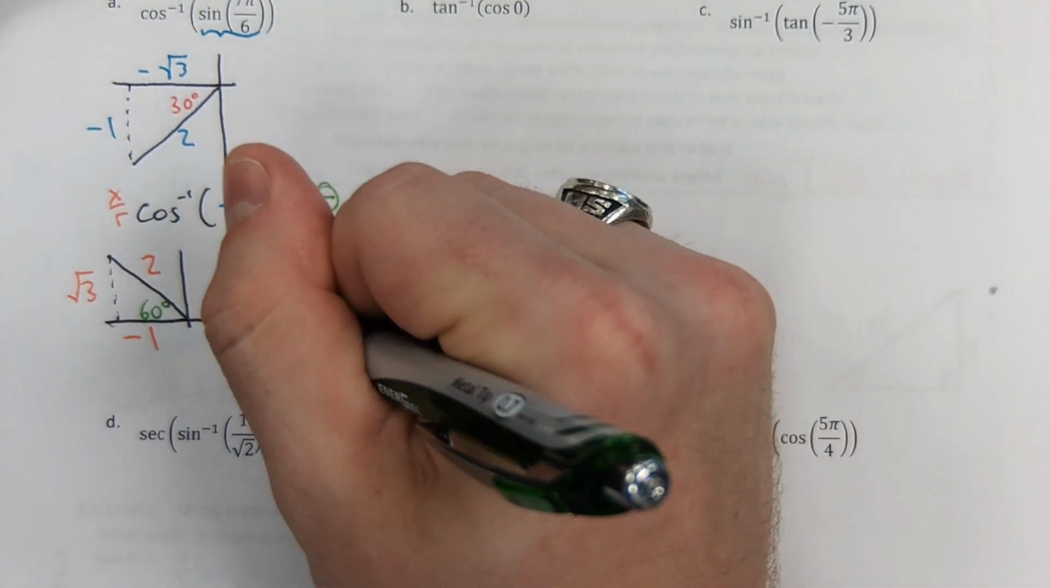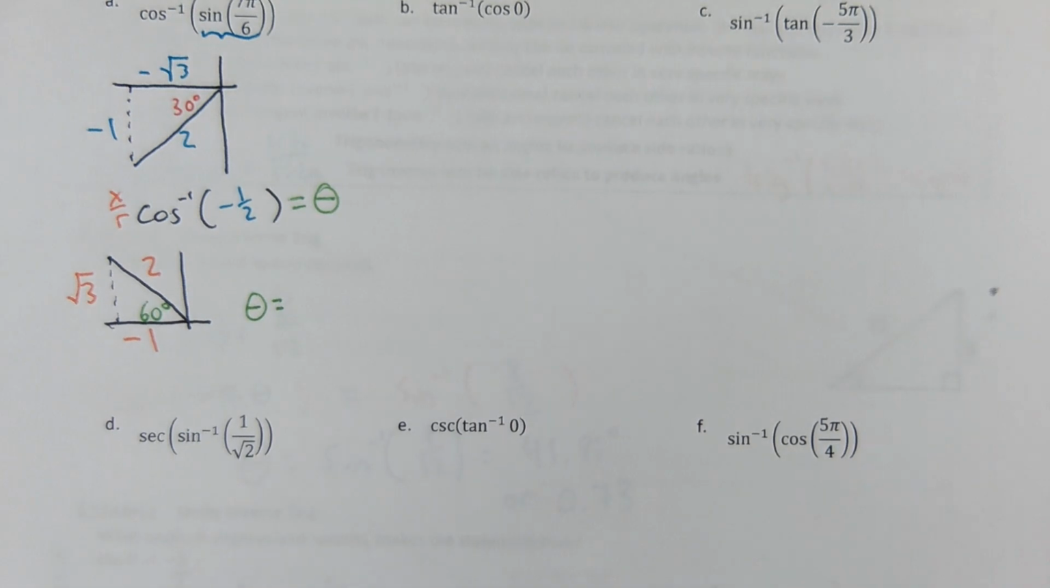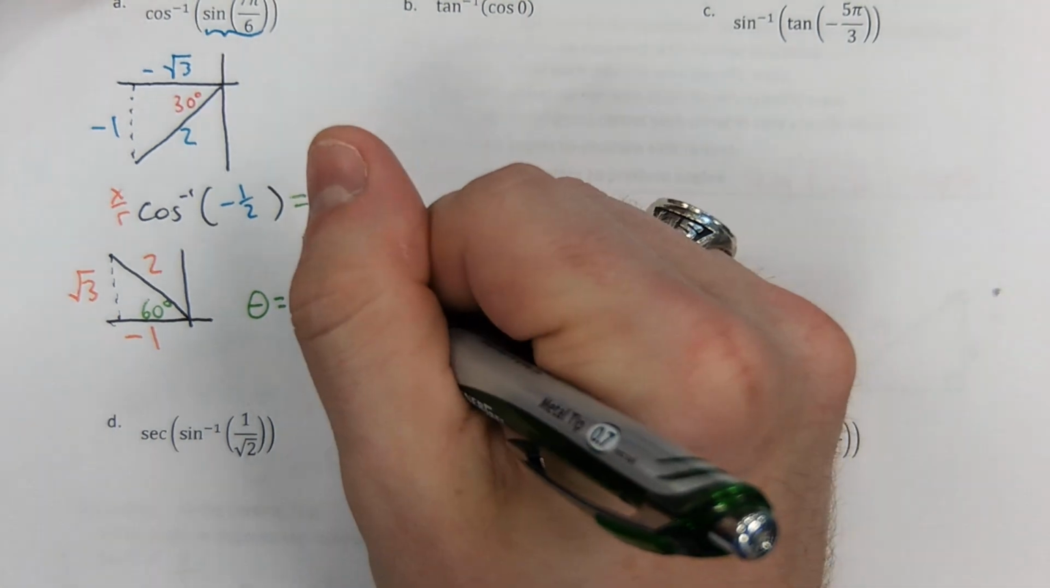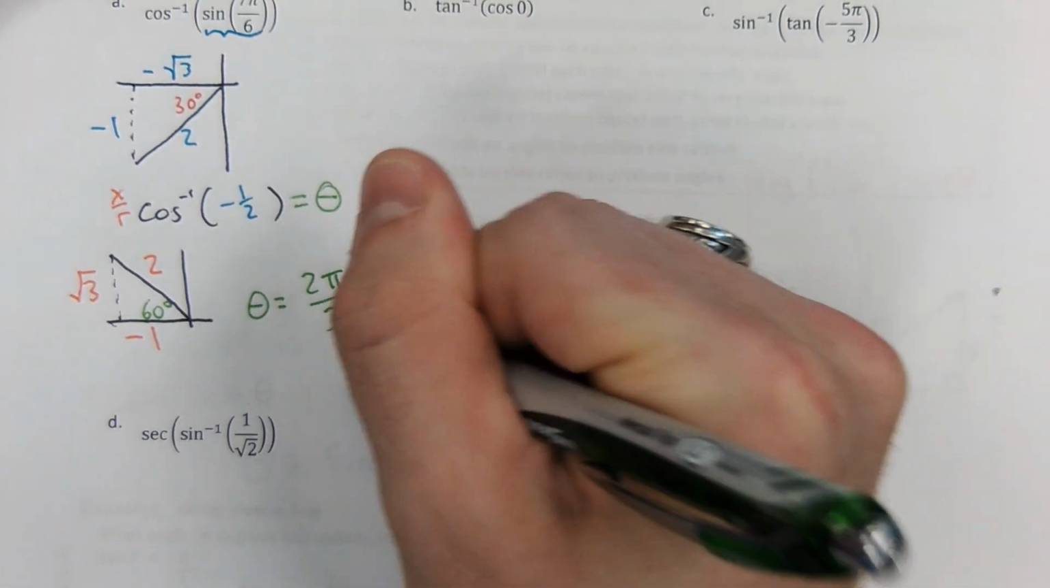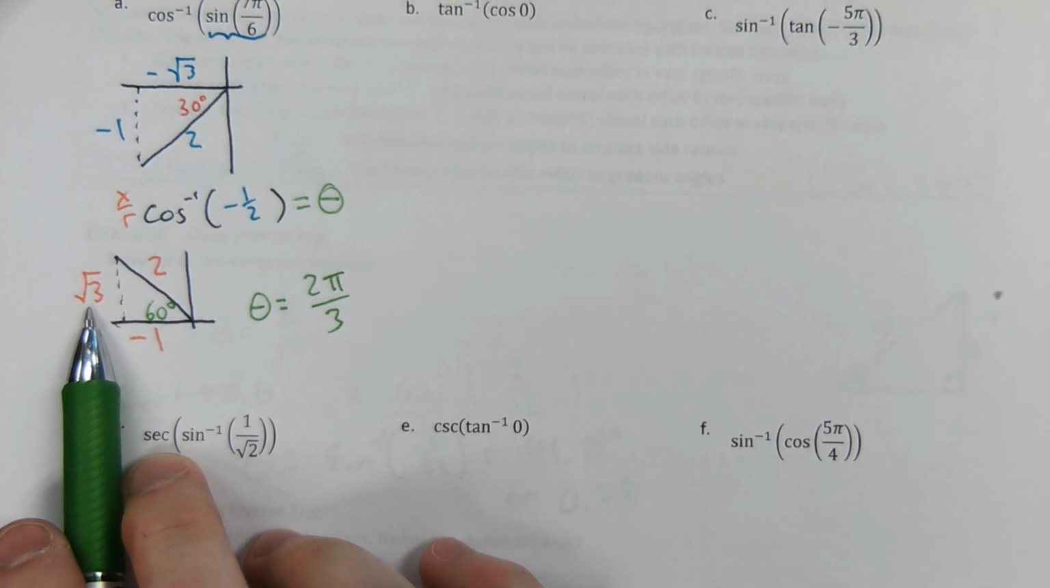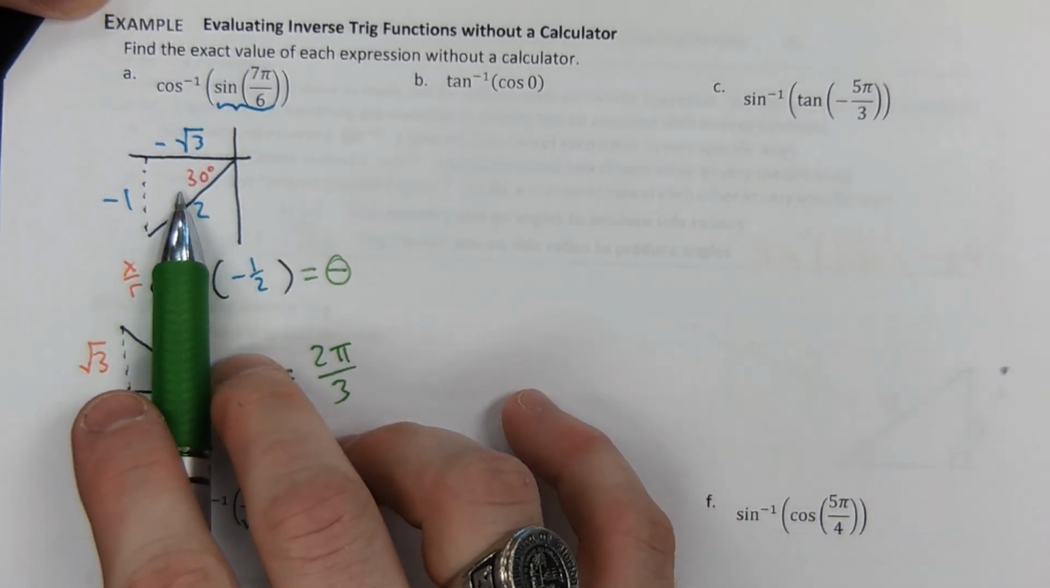So what is that in radians? What is the 60-degree angle in quadrant 2? 2 pi over 3. Because it's across from the root 3. We know it's the 60 because remember there's always a 1 across from the 30.